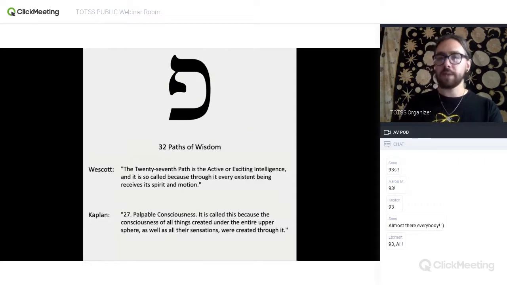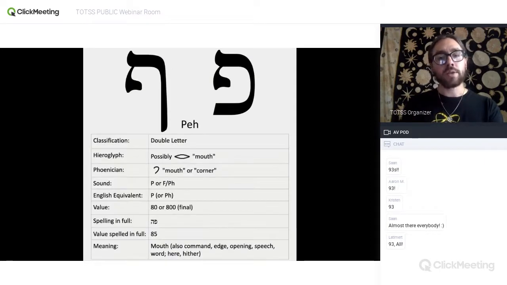But again, it has some of that same idea of mouth. And you can see in the shape of the letter this idea of the mouth. Basically, the letter is the same as, not in its final form, but in the standard form there, the letter kaf, just with this extra little thing in the middle. And so we can think of that as like the tongue. So the main shape is like the open mouth, and then we've got the tongue there in the middle.